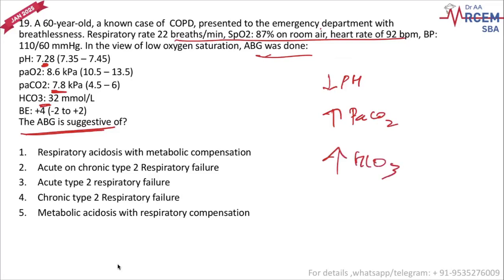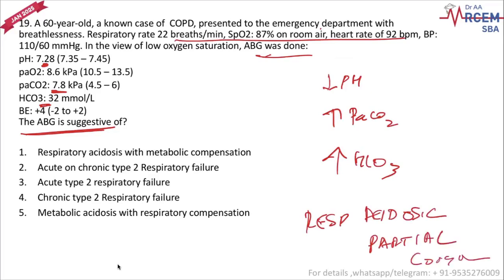So we can call it a respiratory acidosis with partial compensation. Okay, we can call it a respiratory acidosis with partial compensation. The word partial is missing here. Then what else can you call it?